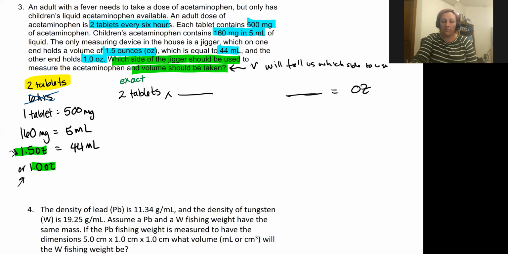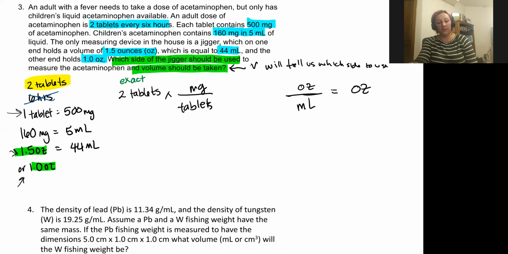So I'm going to start by putting those ounces on top of my last conversion factor and tablets on the bottom of my first. Looking at the conversion factors that I've built here, I have a conversion factor that includes tablets, and each tablet has 500 milligrams in it. So I can get into units of milligrams. And looking at my ounces, I can see that I have 1.5 to 44 milliliters, and that's really going to be able to give me a conversion between volume here. So I can go between ounces and I can go between milliliters. So I can convert between those two using that conversion factor right here.